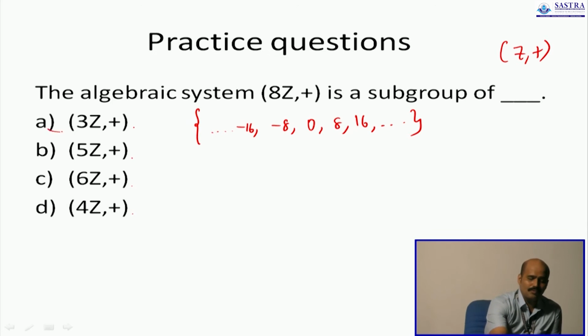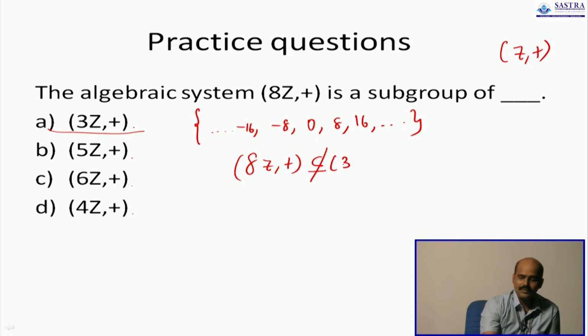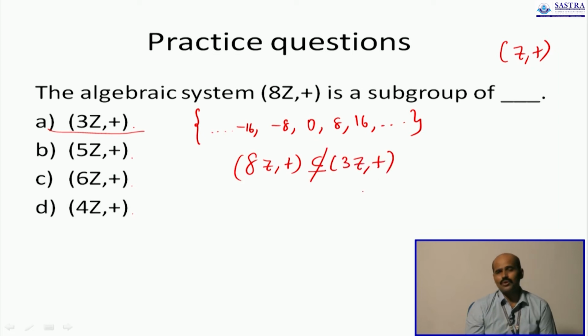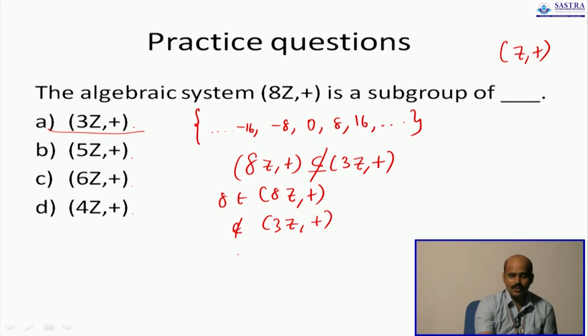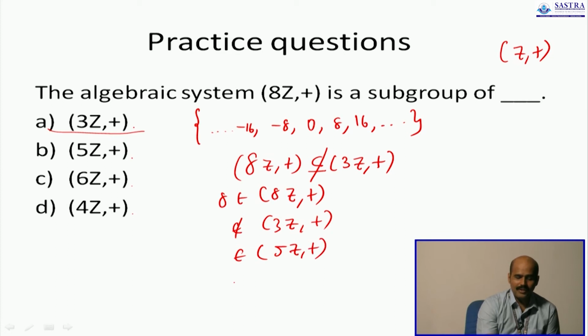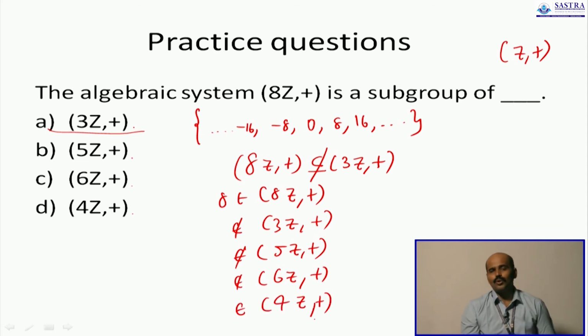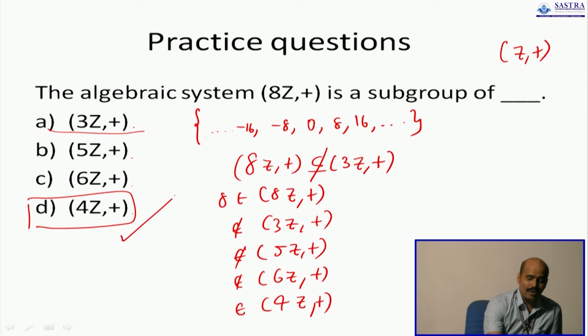No, it cannot be a subgroup of 3Z plus, because 8Z plus is not a subset of 3Z plus. Now when we defined the subgroup, we saw that it must be a non-empty subset. For example, 8, which belongs to 8Z plus, does not belong to 3Z plus, because 8 is not a multiple of 3. Similarly, 8 is not a multiple of 5, or of 6, but 8 is a multiple of 4. In fact, any multiple of 8 is also a multiple of 4. Therefore, this last option is the one we are looking for.